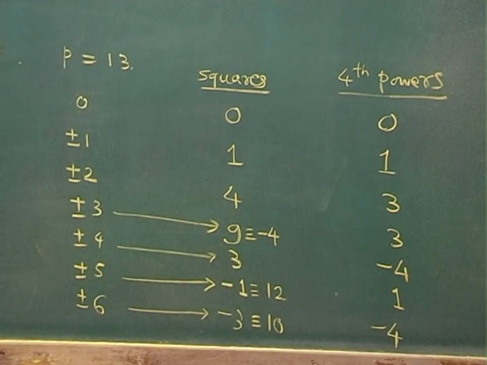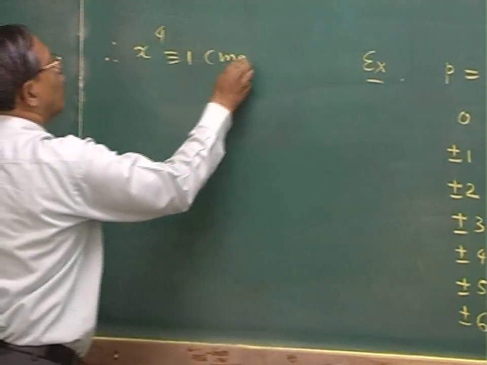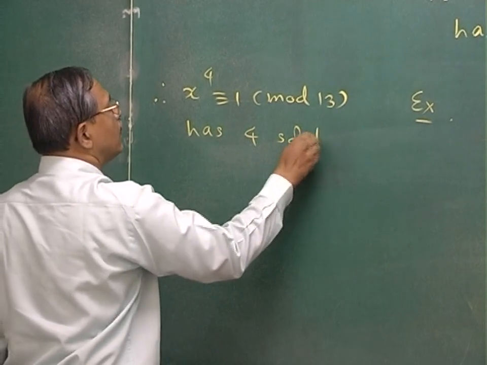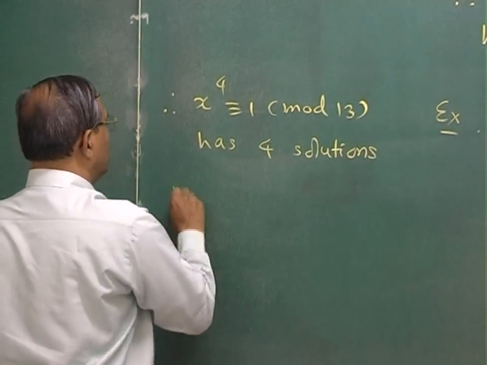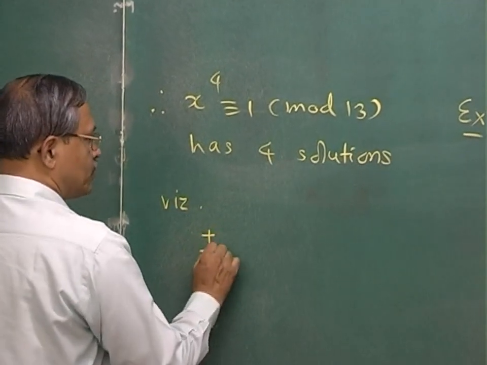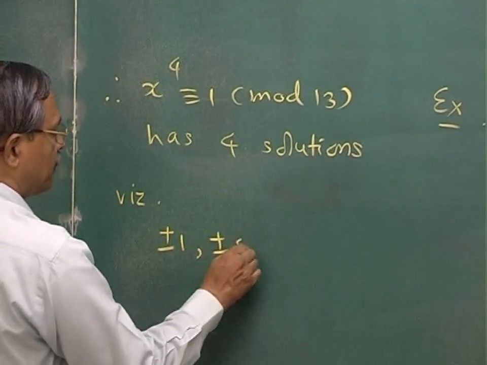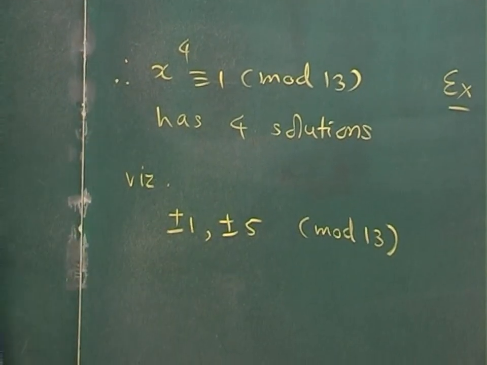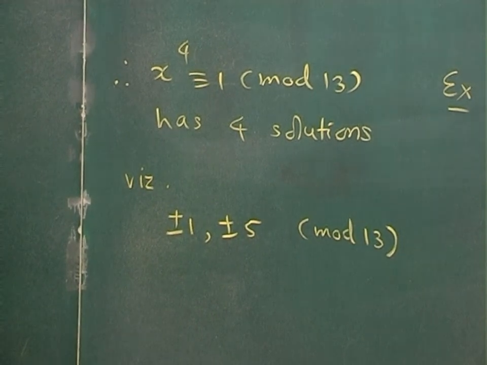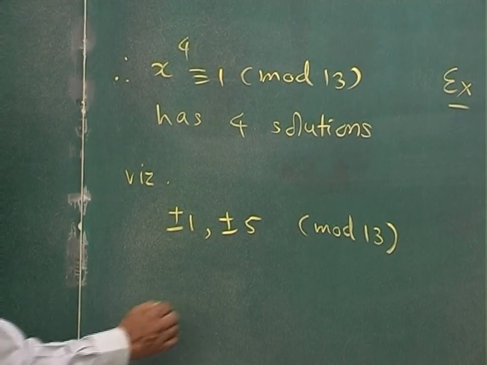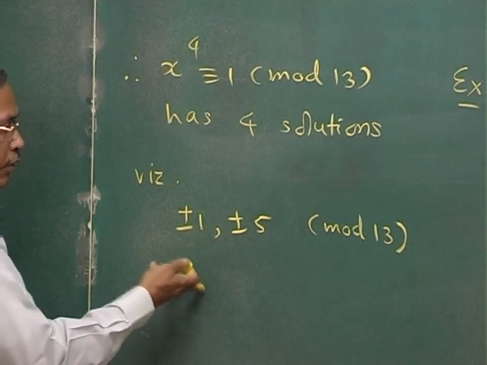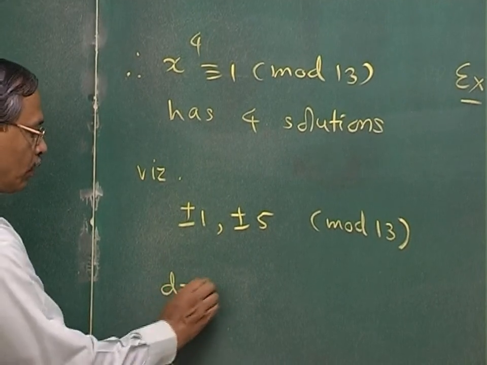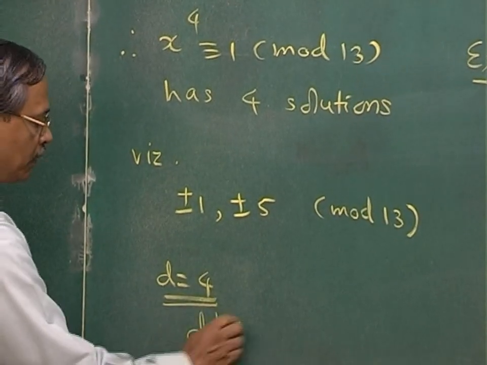Therefore, x raised to 4 congruent to 1 mod 13 has 4 solutions, namely plus minus 1 and plus minus 5 mod 13. These are distinct solutions mod 13. There are 4 solutions, and it is clear that there should be 4 solutions because d equal to 4, d divides p minus 1.